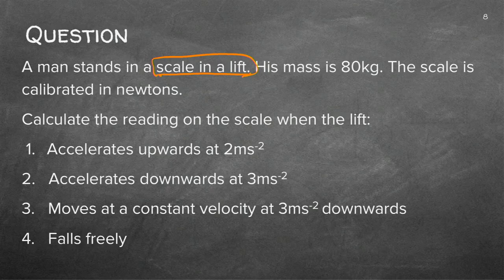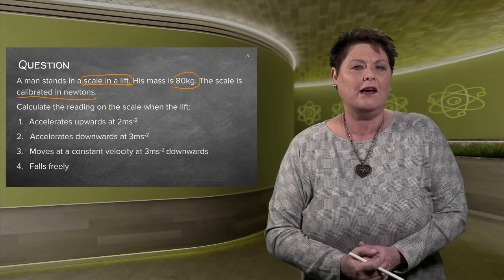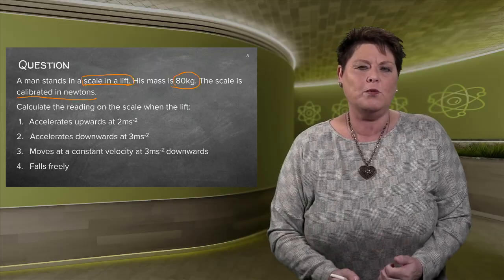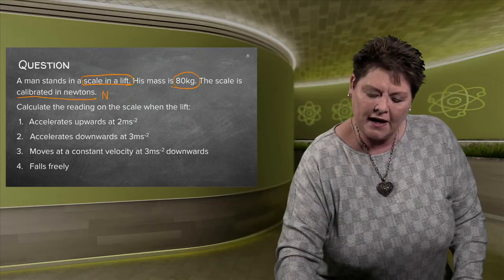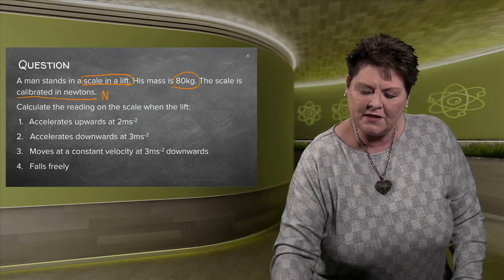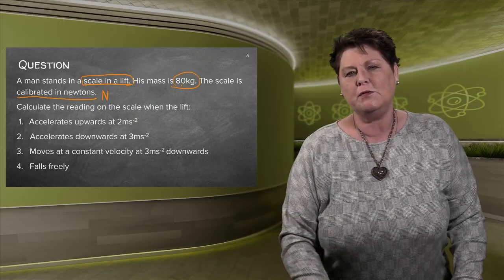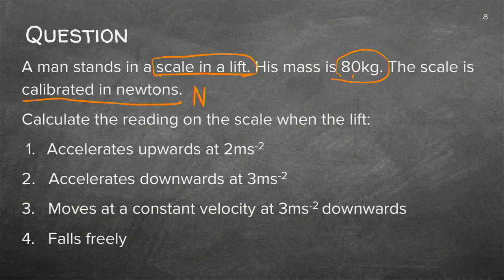The man stands on the scale. The mass of the person is 80 kilograms, so he's quite heavy, and the scale is calibrated in Newton. The ones we get will usually be in kilograms, so we can't usually use the scales we've got. So we've got a scale reading of Newton. We know it's 80 kilograms, and now they're going to ask me a few questions. Just bear in mind, if the mass is 80 kilograms, I already know what the gravity is. I can calculate the gravity that's pulling this person downwards, and I calculated that as 784 Newton.